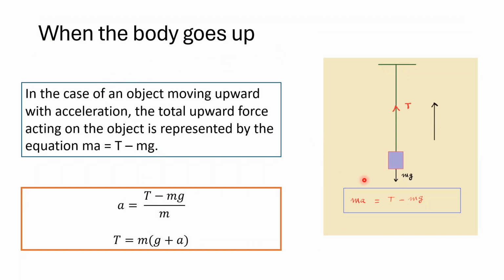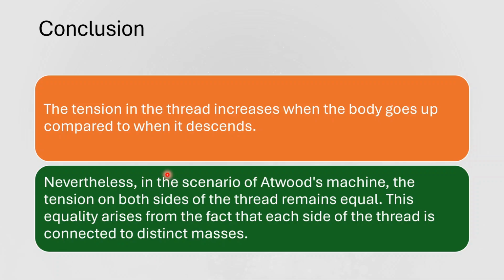When the body goes up, the effective force acting on the body is given by the formula ma equal to T minus mg. From this, acceleration a equal to (T minus mg) divided by m, then the tension experienced by the thread equals m into (g plus a). Now we may conclude that the tension in the thread increases when the body goes up compared to when it descends.